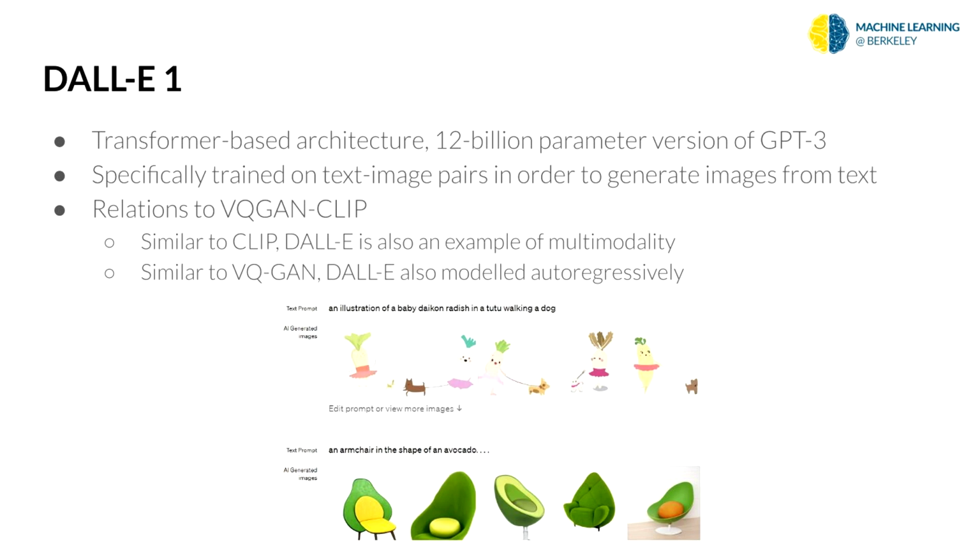Similar to Clip, DALL-E is an example of multimodality that bridges text and image. Similar to VQ GAN, DALL-E is also modeled autoregressively, which, as I mentioned before, means we use the output again as an input, and we can generate a sequence. Here's an example of how DALL-E 1 works. If you tell it to generate an illustration of a baby radish, it'll do it.